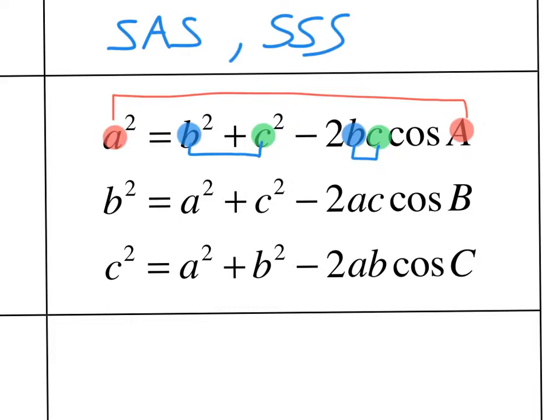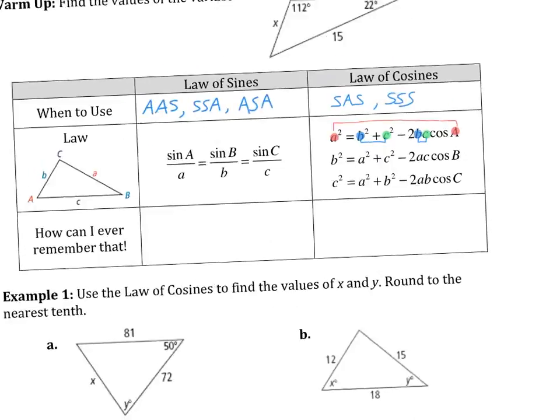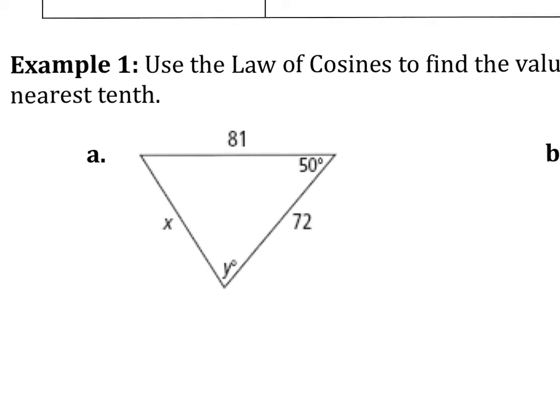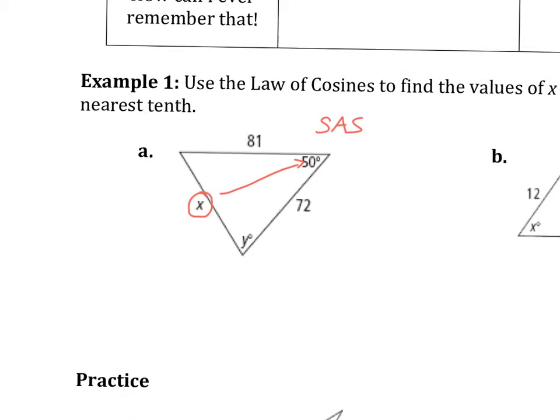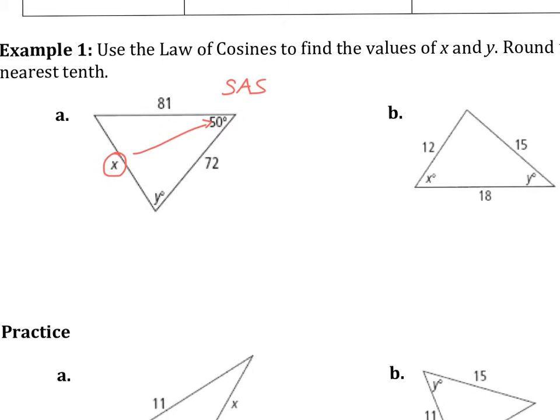So, all right, let's apply it. So first off, we're going to use the law of cosines to find the values. We're going to round our values to the nearest tenth. This pattern here is side, angle, side, as we can see. So it's a valid place to use it. So let's just see what we have here. If I'm trying to find this side, notice I'm not calling it A, B, or C. I don't have to. Notice that it's going to correspond to that 50 right there.